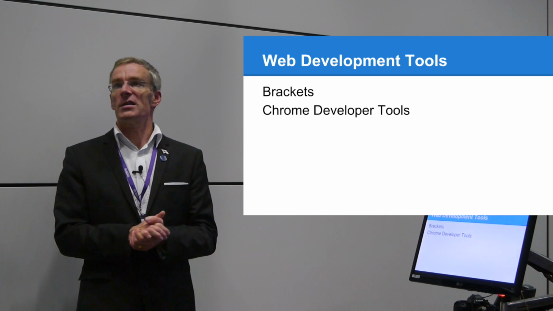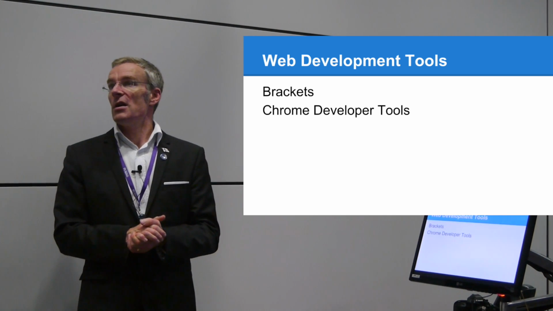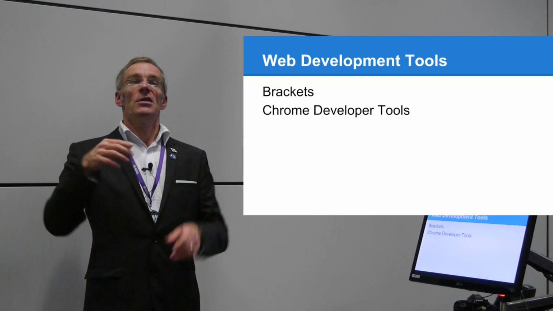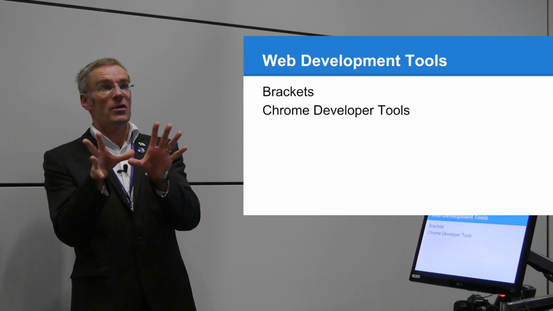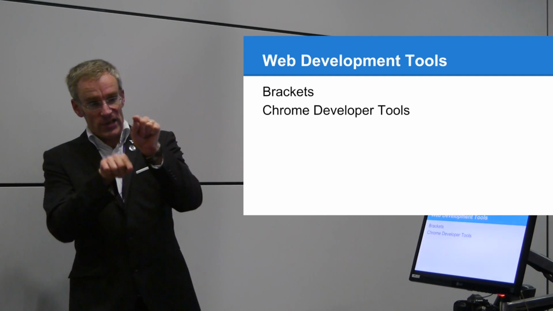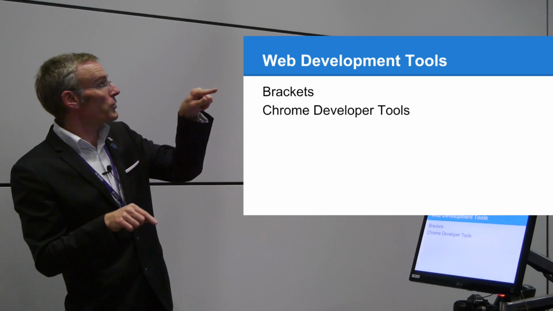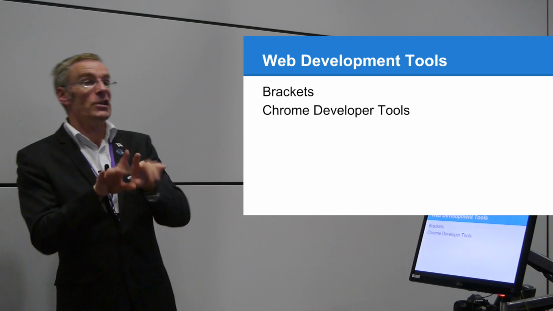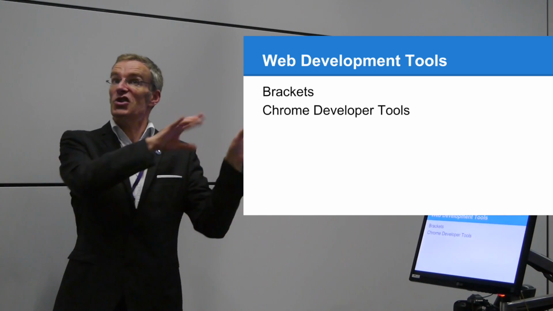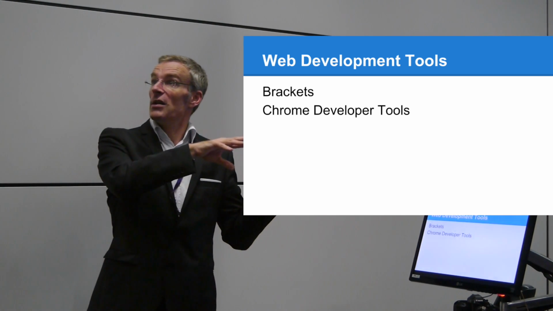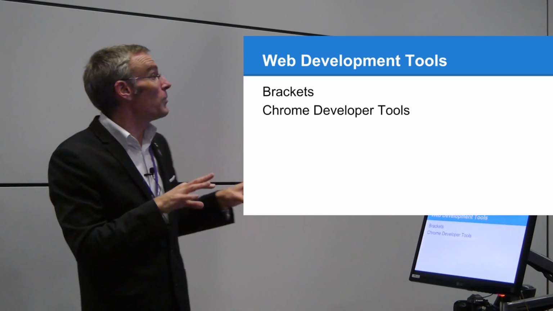One is called Brackets, which is an editor. And the clever thing about this editor is you design your page, you can click on a tag and edit the CSS for individual tags, but also you can click on a little lightning bolt and it fires up Chrome and does a live preview. So as you type in, it's changing what you see in Chrome. So it's a live preview model.